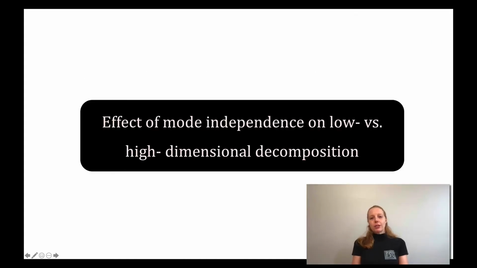So let's move on to the second part of this talk. We're going to look a little bit at what types of spatial maps we get from PFM and from ICA, and how they compare to each other and how that interacts with dimensionality.